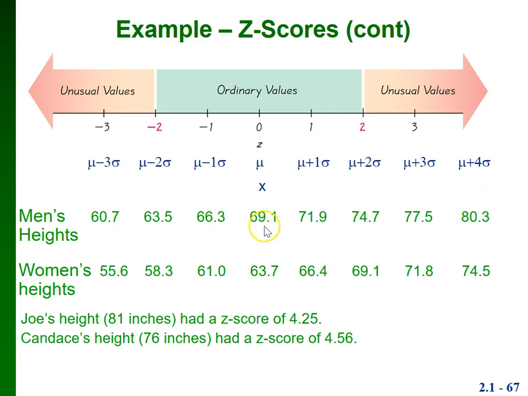We can also look at the actual heights and put those on the same type of graph. So we have the mean in the middle. Notice the mean corresponds to a z-score of 0. And then here we're going up or down by 1 standard deviation. And notice on our z-score scale, that corresponds to these different integer values for the z-score. So if we're below the mean by 1 standard deviation, that gives us a z-score of -1, and so on. So Joe's and Candace's heights would both be out on the right end as far as the heights go, they'd also be out here on the z-score scale.